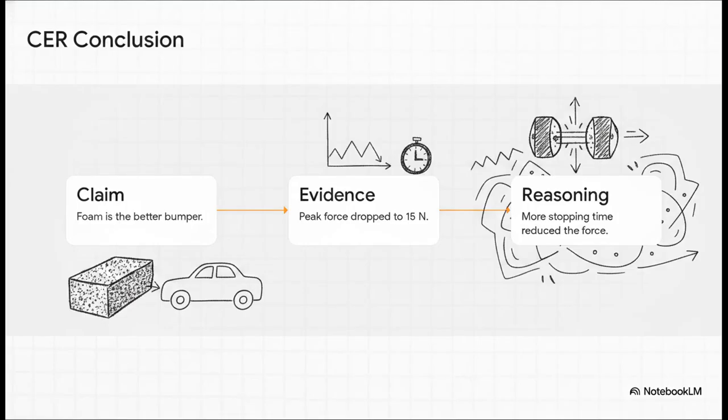Let's use that data to build out a claim, evidence, reasoning conclusion. This models exactly how to justify one design over another using our trial data. Step 1, the claim. The foam block is the better bumper. Step 2, the evidence from our trials. The peak force dropped from 50 newtons down to 15 newtons, and stopping time increased to 0.4 seconds. Step 3, the reasoning tying it all together. According to collision physics, the foam increased the stopping time, which successfully reduced the peak force on the payload, even though that equal and opposite interaction force still existed between the bumper and the wall.